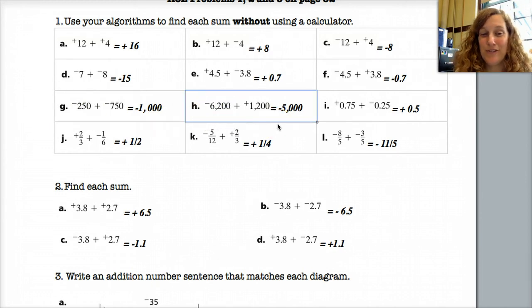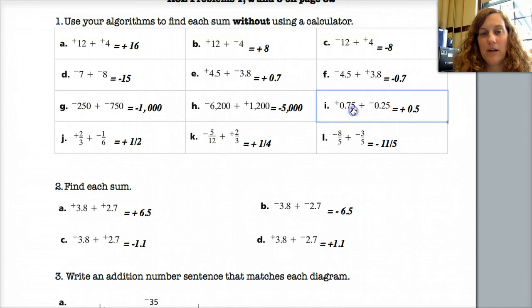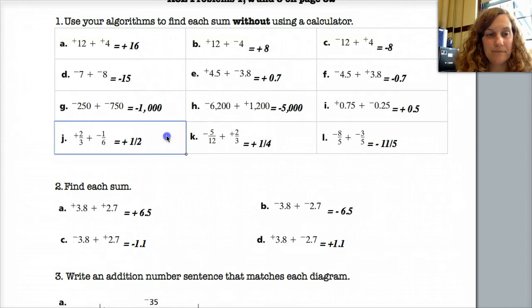Negative 6,200 plus a positive 1,200. One sign's negative, one's positive, so you subtract the smaller from the larger. You get 5,000. Take the sign of the larger, it's negative, negative 5,000. Positive 7,500 plus a negative 2,500, opposite, so you subtract, take the sign of the larger, positive 5,000.